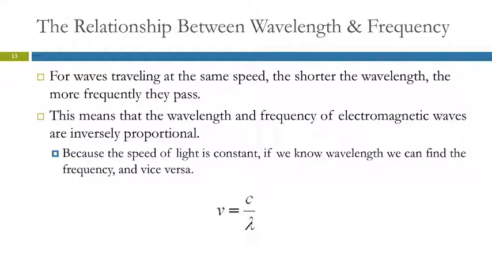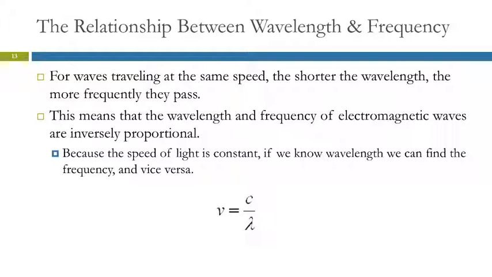Now, electromagnetic radiation all travels at the same speed, right? So the wavelength and the frequency are going to be related to each other because they're coming at the same speed. So the wavelength and the frequency are inversely proportional. If we know the wavelength, we can find the frequency because we know the velocity. The velocity is c, the speed of light.